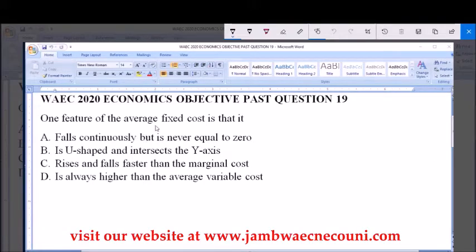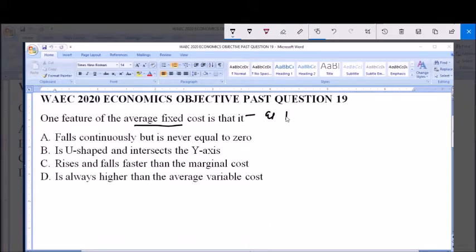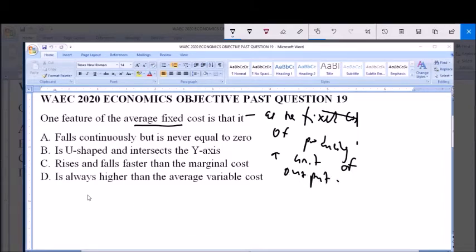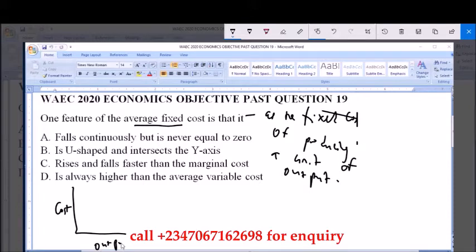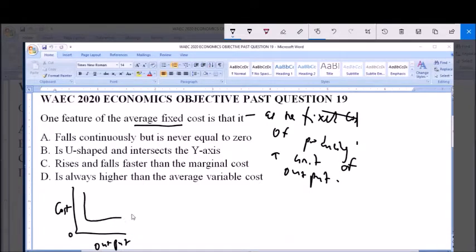So the concept we are looking at here is average fixed cost. An average fixed cost is defined as the fixed cost of producing a unit of output. Now, on the graph, if it's plotted, a graph of cost against output, the curve looks like this, average fixed cost. From the curve, you can observe that it falls continuously but never reaches the origin, never gets to zero. So falls continuously but is never equal to zero is option A. Option A is the correct answer to this question.